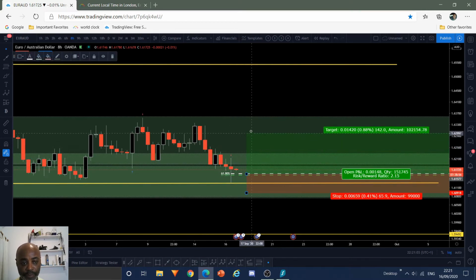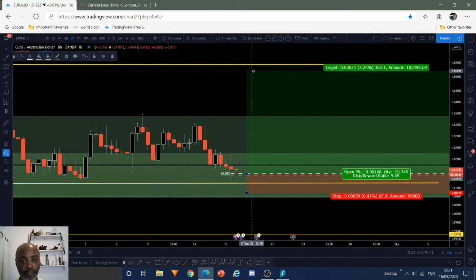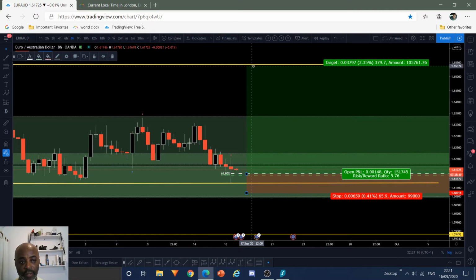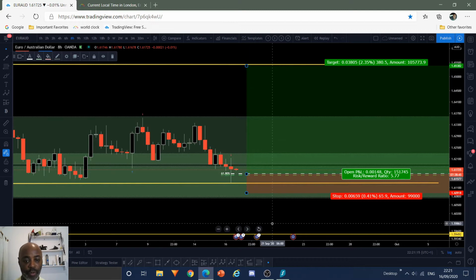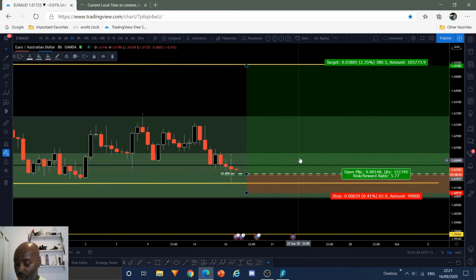My stop. I'm going to take my stop just below there. Let's have a look. That's it. So we're looking at a 380 pip profit target. So if this trade triggers, guys, and I'll shoot a video to show you if it does, then we realize this trade, we will have made a 5.77 to 1 risk reward ratio. 5.77 to 1 risk reward.